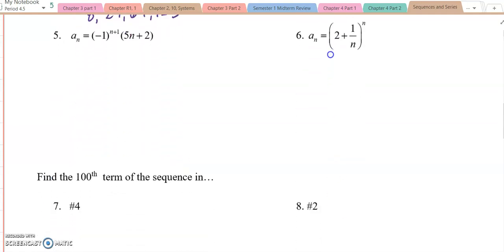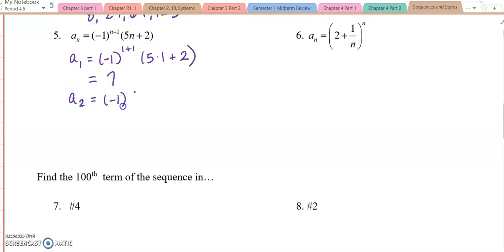Number 5. This one is a little bit more interesting because you have this -1 to the n plus 1. And just work through the problem till you can start to see a pattern. So this becomes a 7 over here, and -1 to the power of 2 makes this a positive number, so we have a positive 7.